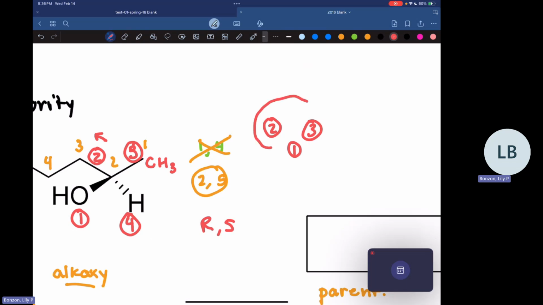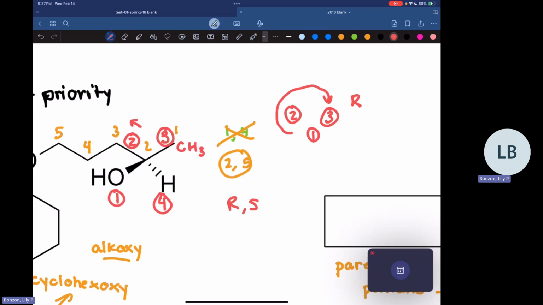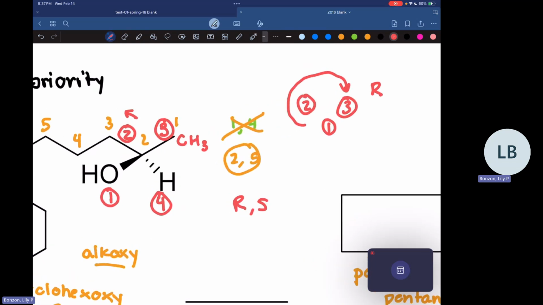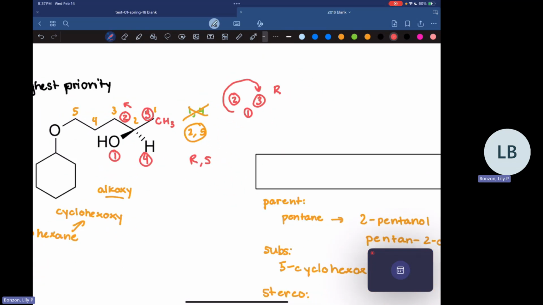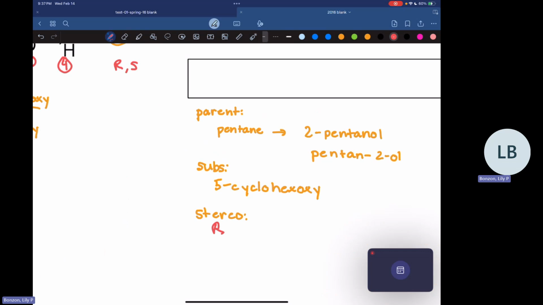So we're going to be going 1, 2, 3, and that's going to be R. And so our lowest priority functional group is on the dash, so we're good to go. We don't need to switch that up. It's going to stay R. And that's all of our stereochemistry.